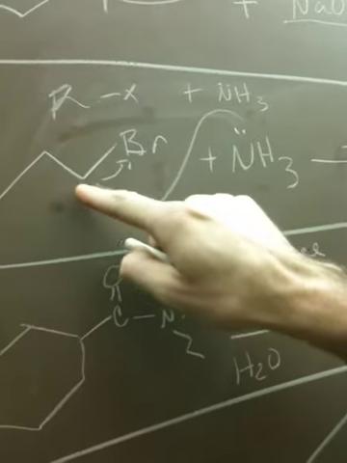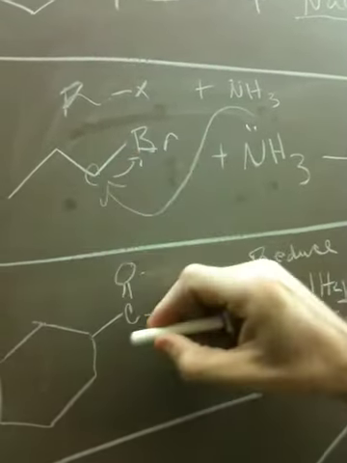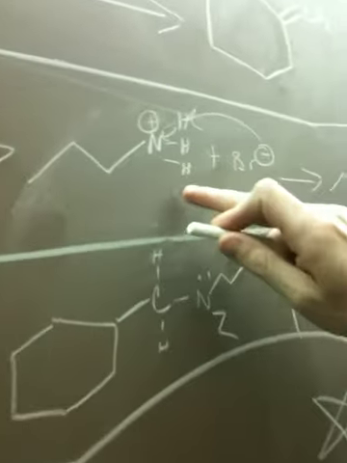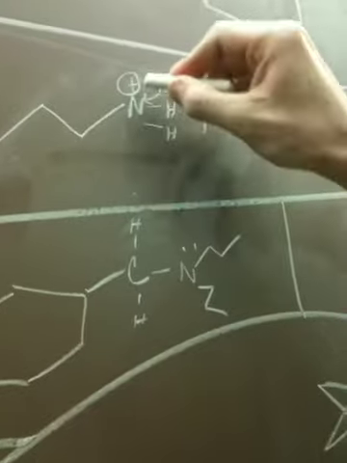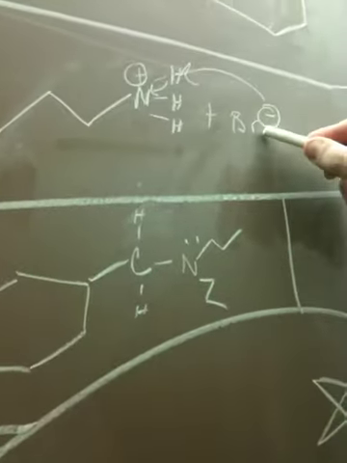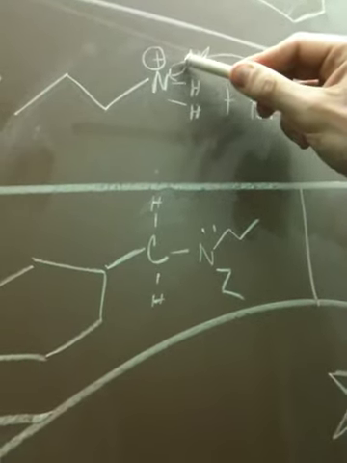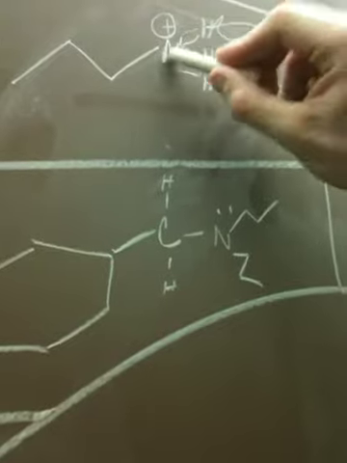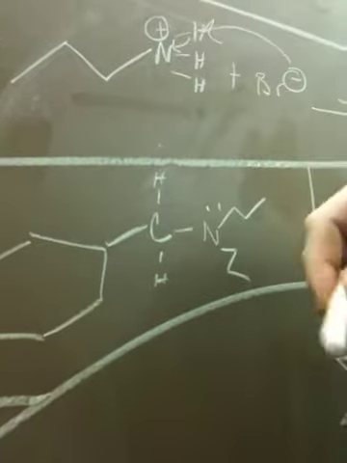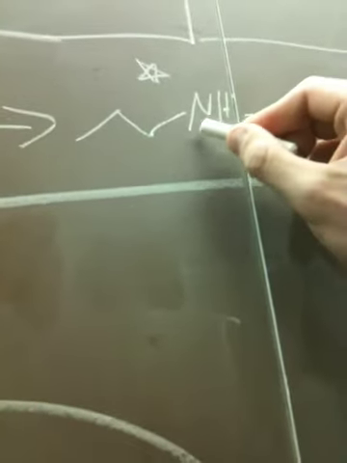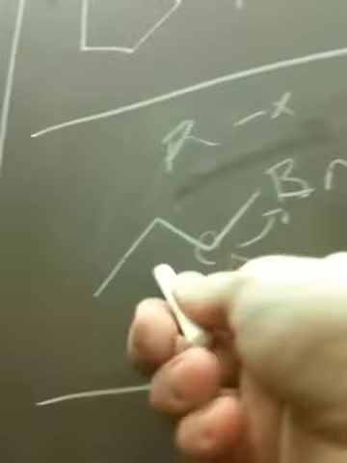Electrons from the N come and attack the C here and kick off the Br. You make this. Nitrogen has a positive charge now. Br comes and attacks the H. Electron from the H goes back here, so the plus charge goes away, and you end up with your NH2 on the end of your alkyl group that you started with.